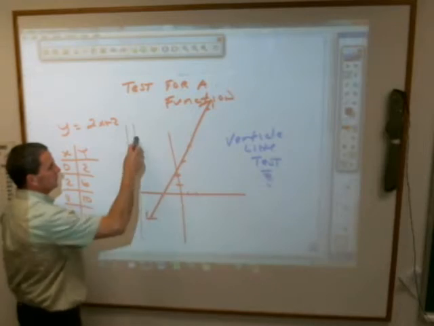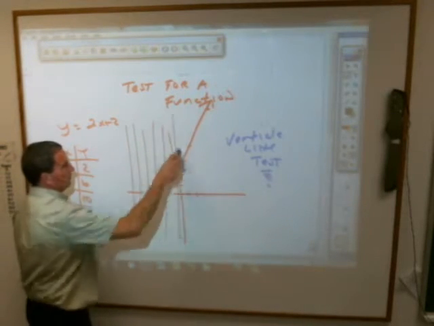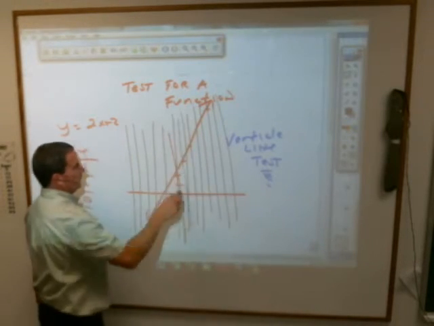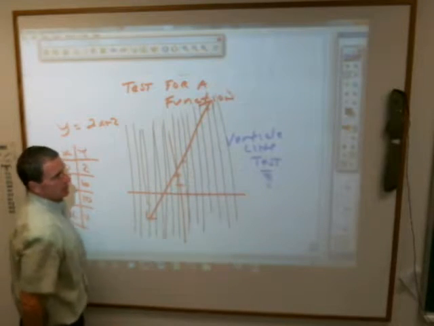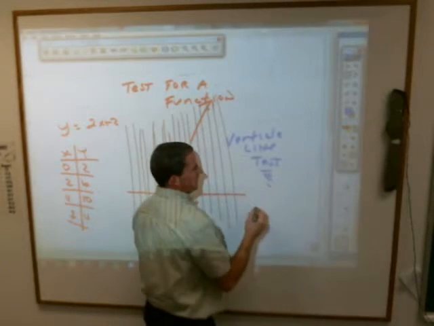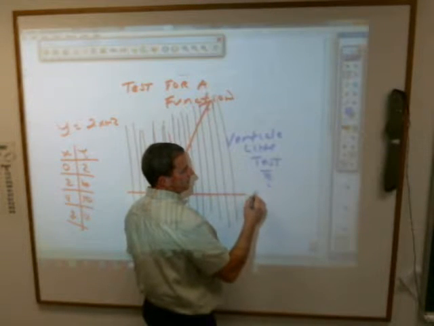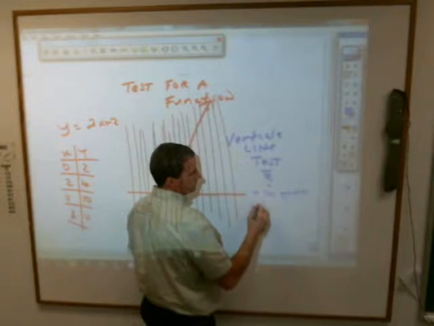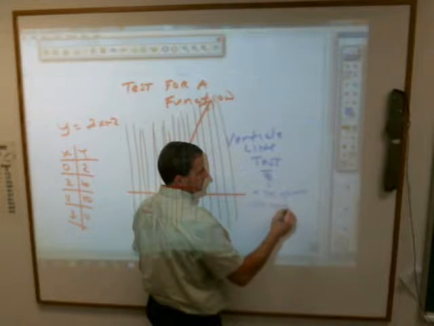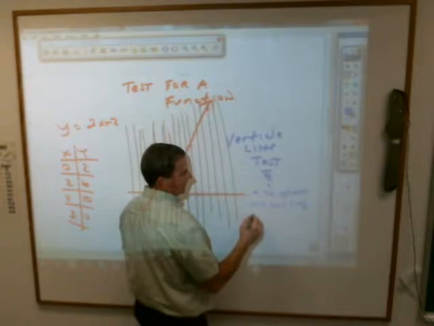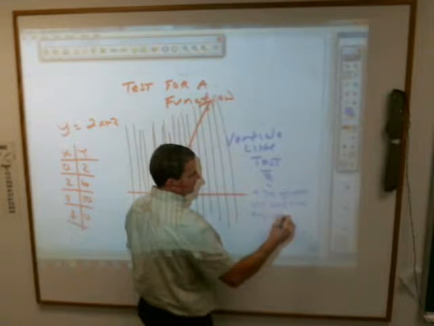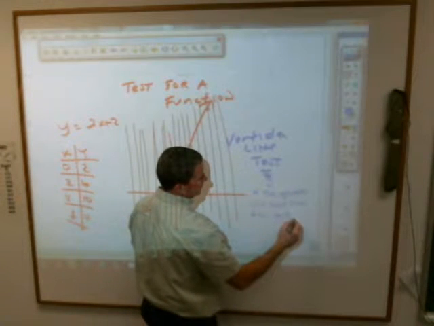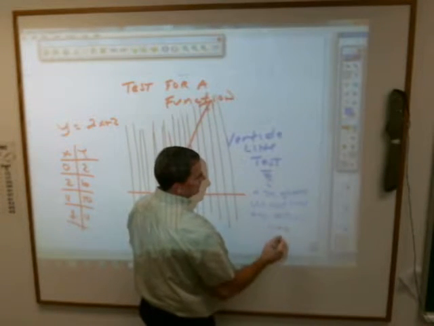If you sat here and drew a bazillion vertical lines going through your graph, if you drew as many vertical lines as you possibly could, the vertical line test says that the graph will only cross any vertical line once. Did I spell vertical right? Is it C-A-L or C-L-E? C-A-L, isn't it? Vertical line once.